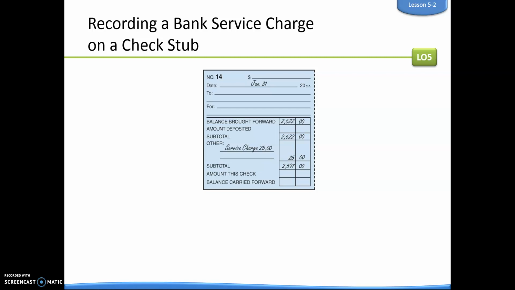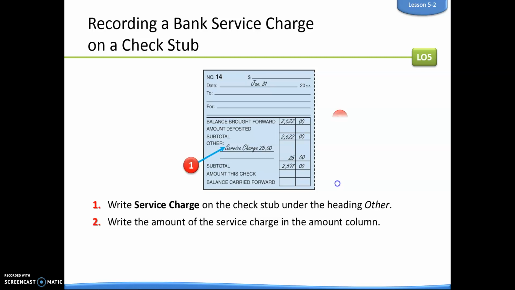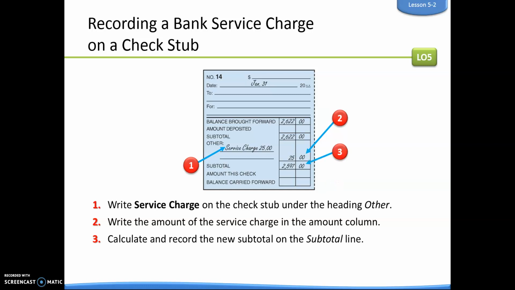Because what happens is the bank just automatically withdraws that out of your checking account. If it's a yearly charge, if it's a monthly charge, whatever it happens to be, they take it out of your checking account and they assume that you're actually going to look at your statement. So many people don't even look at their statements. They don't even look at their online banking. So it's very important that you do that. And so we have our new updated subtotal of $2,597. So this just walks through those steps. We write down the amount of the service charge, and then record your new subtotal.